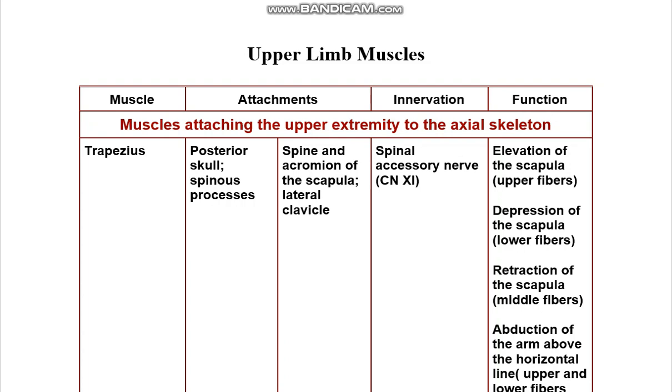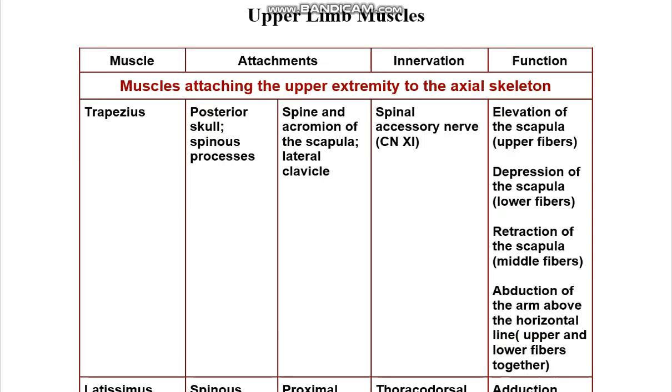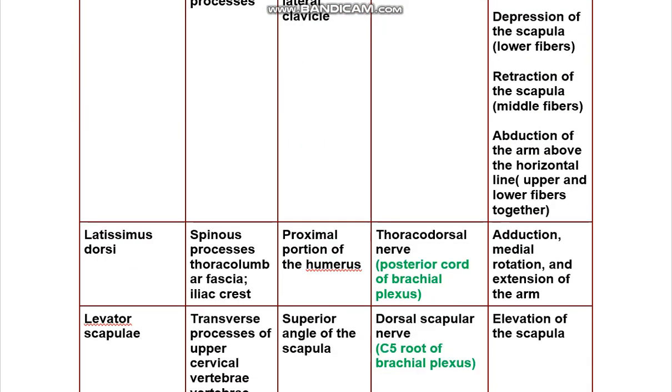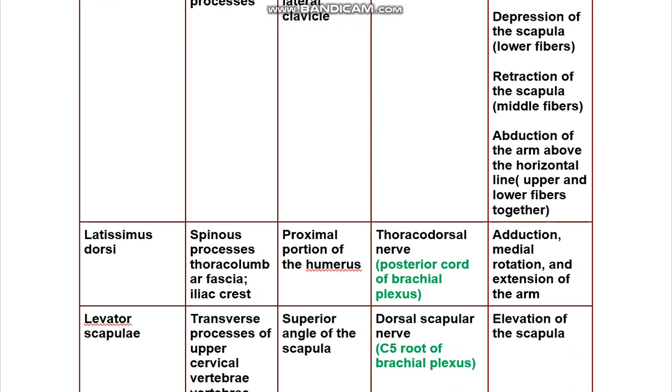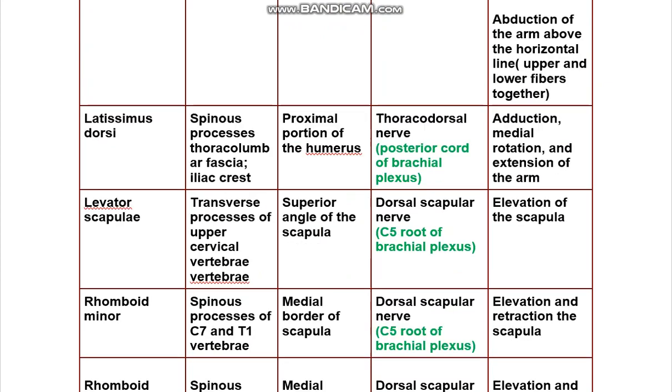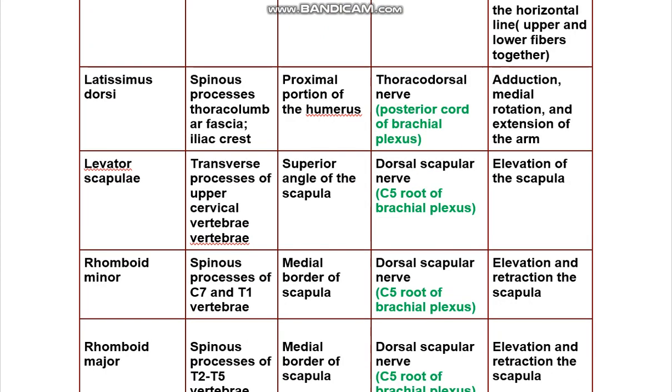And the trapezius, or the traps, are going to elevate the scapula, depress the scapula, retract the scapula, and abduct the arm as well. Alright, so another muscle attaching the upper extremity to the axial skeleton are the lats. So you've got the latissimus dorsi.